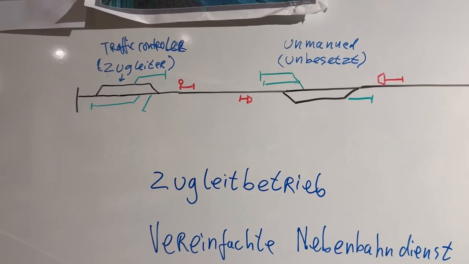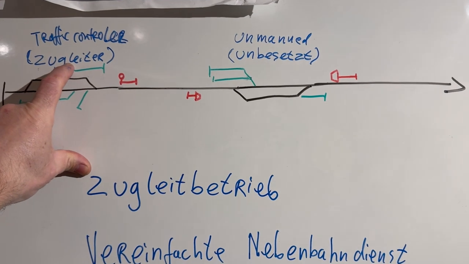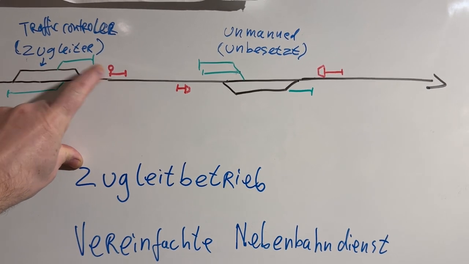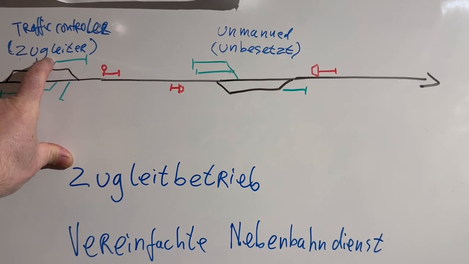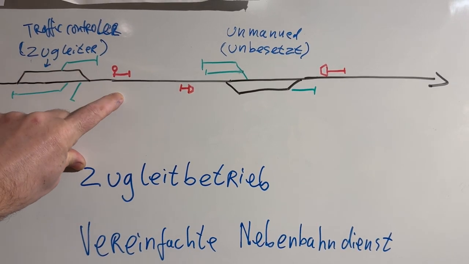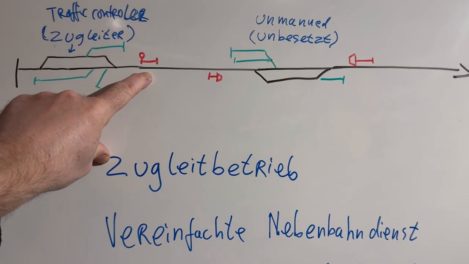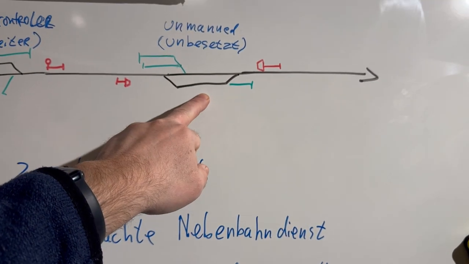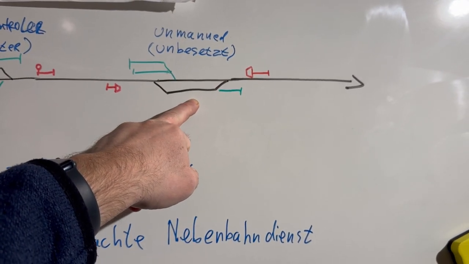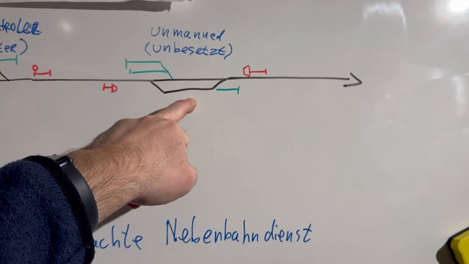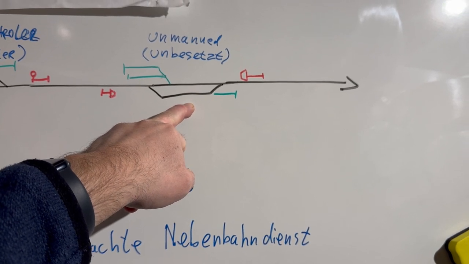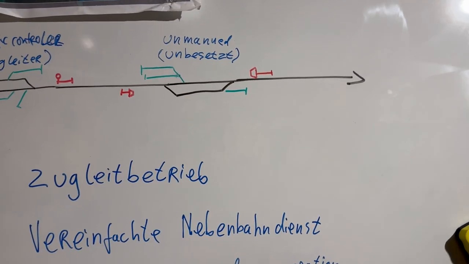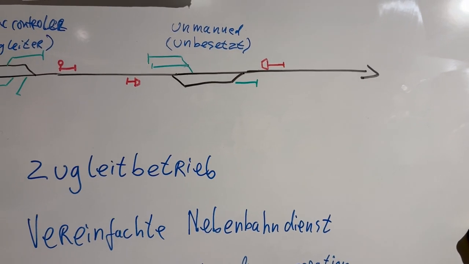The station manned by the Zugleiter always has a proper signal, because there's someone in the station, so he can operate the signal. So those stations always have a signal, but the other station, to make it cheaper to operate, is not manned, so unbesetzt in German. So there's no one to operate the signals.